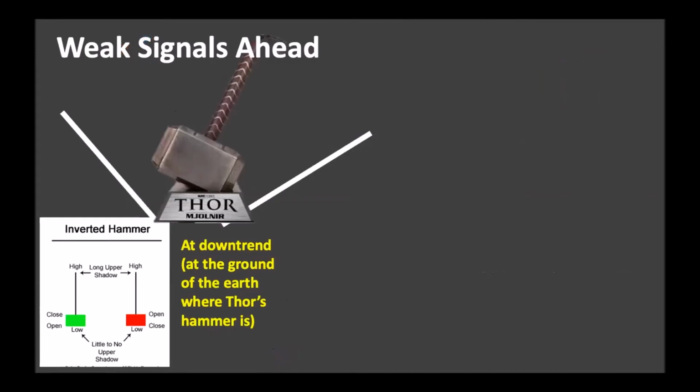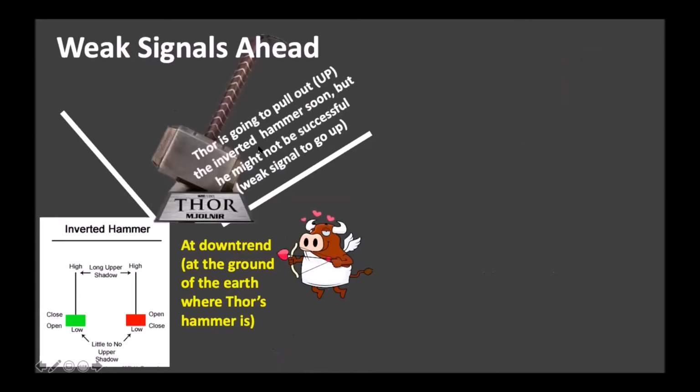So you see this, the inverted hammer. I mean, just now the head is on top, now it's below. So this one, remember, the bull is going to pull up the inverted hammer soon, but he might not be successful. First time is not successful. And normally the hammer is at the ground. So just imagine this at the bottom price, there's an inverted hammer, but it may not necessarily be able to go up.